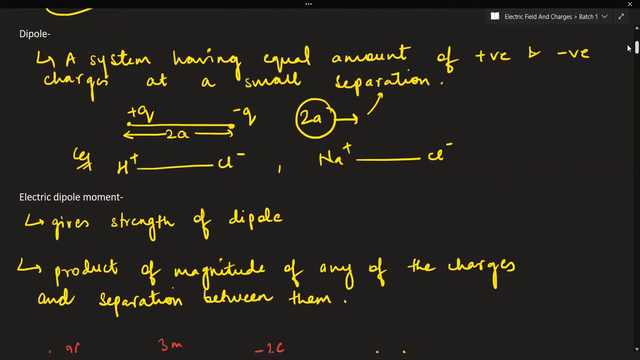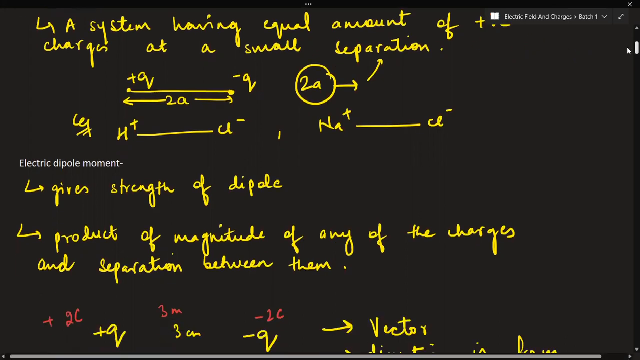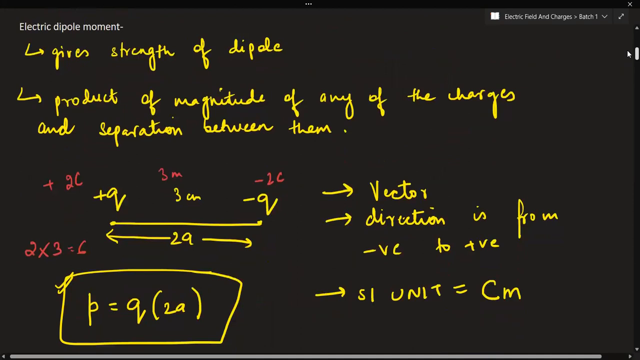So the dipole formula is different. A dipole means two charges of equal magnitude and opposite signs. Remember this. A system having equal amounts of positive and negative charge at a small separation; this definition is also valid, but you should remember plus Q, minus Q with a certain separation. The magnitude is the same, so pick any of the charges and multiply it by the separation.